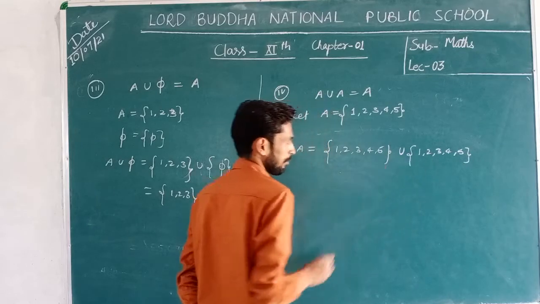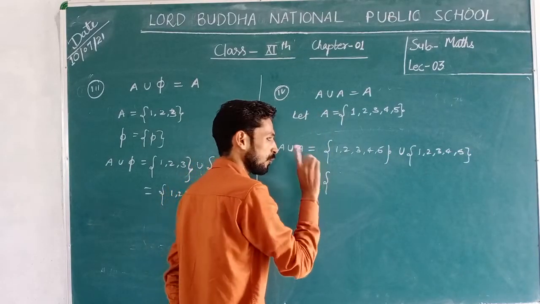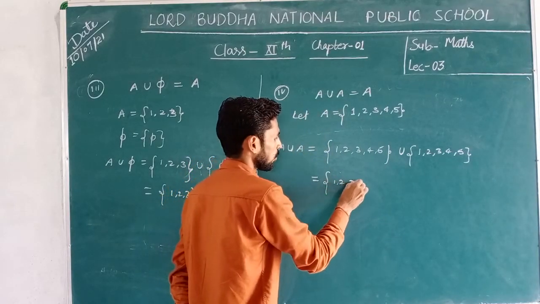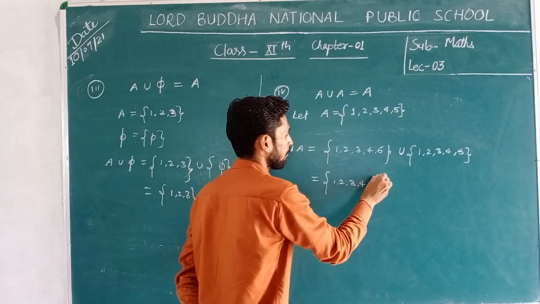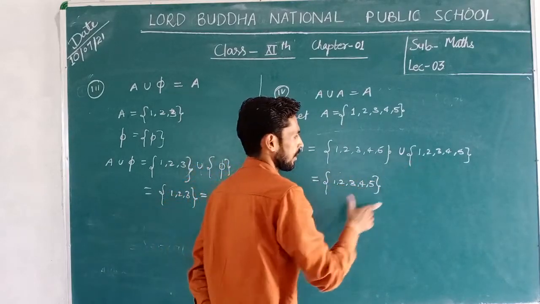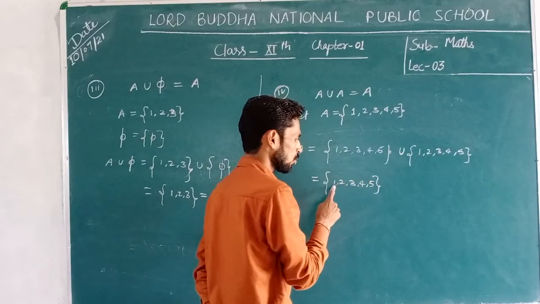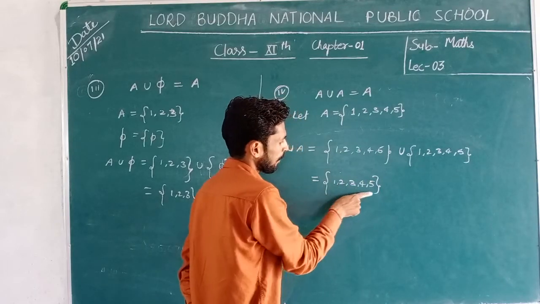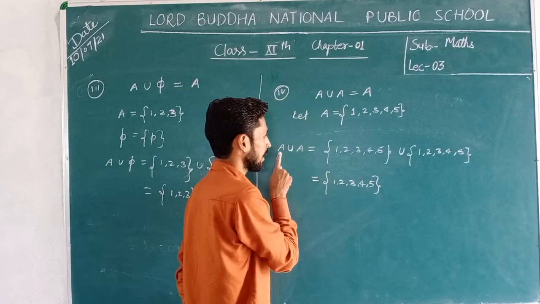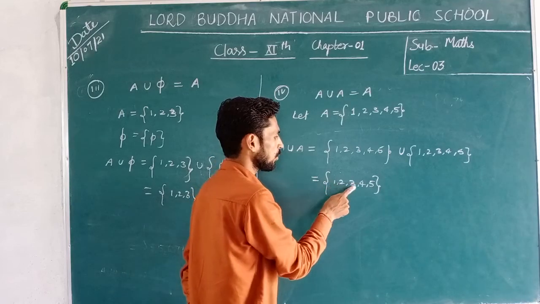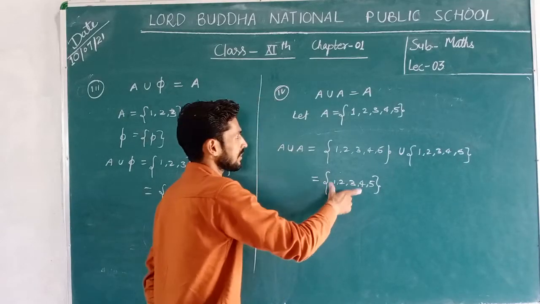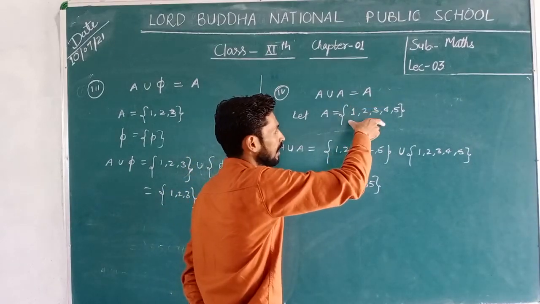All the elements are common. So we will write only one time: 1, 2, 3, 4 and 5. हम कभी भी इसको रिपीट नहीं करेंगे। जो भी एलिमेंट्स यहाँ पर गिवन है उसको वन टाइम ही राइट करना है। सो यहाँ पर हमारे पास जो सेट मिला हुआ है किसका, A यूनियन A का, वो 1 2 3 4 एंड 5 है, so that is equal to the elements of set A.